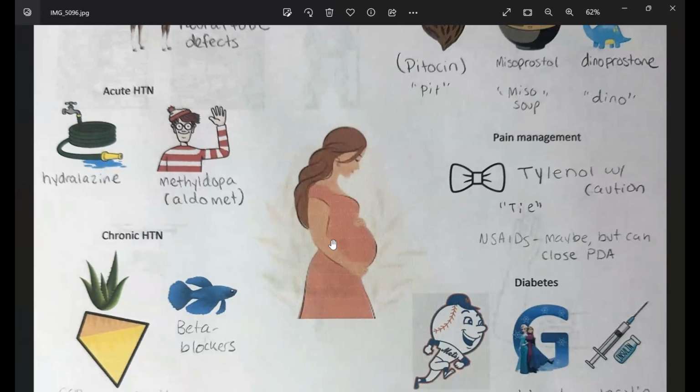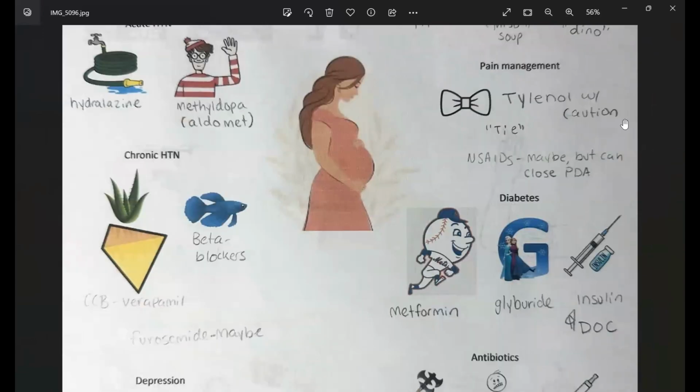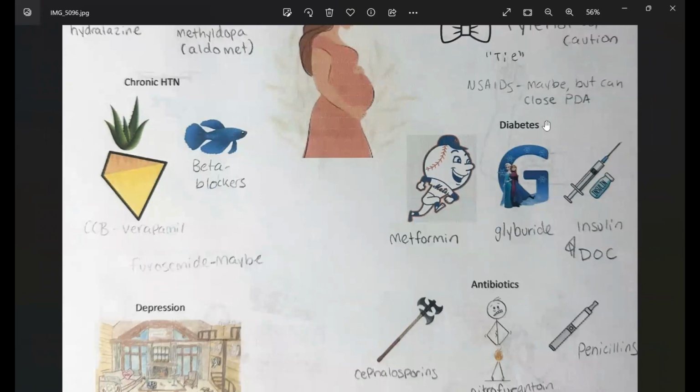If your pregnant patient is in pain, really Tylenol is the only thing you can give them. However, even that should be used with caution. So I just have a bow tie here to remember Tylenol. And you can kind of give NSAIDs, but they might close that ductus arteriosus, so it's not 100% conclusive that it's safe.